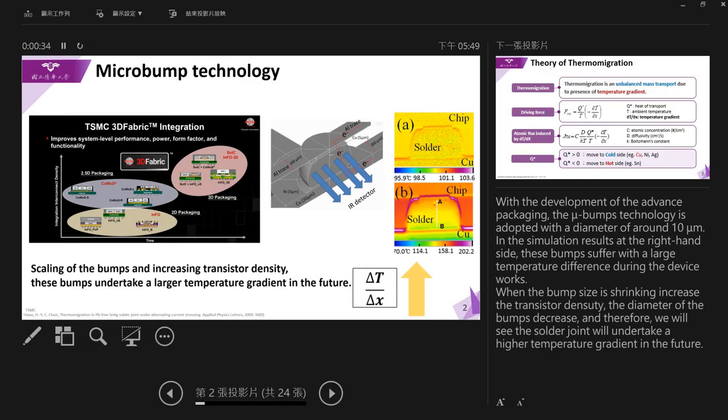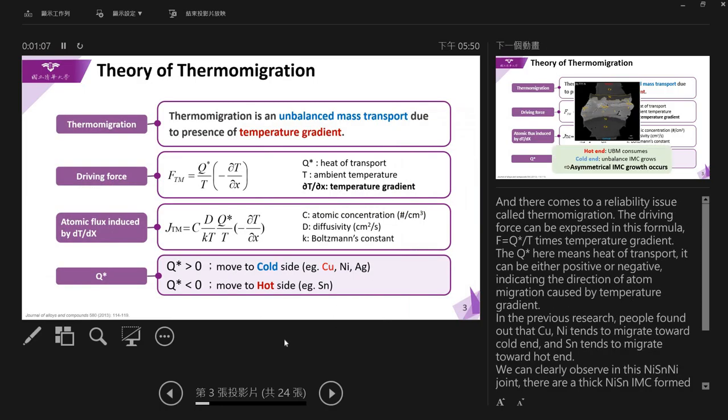With the development of advanced packaging technology, microbump technology is adopted with a diameter of around 10 micrometers. In the simulation results on the right-hand side, this bump suffers a large temperature difference while the device works. As the bump size shrinks in the future and transistor density increases, the diameter of the bumps decreases, and therefore solder joints will undertake a higher temperature gradient in the near future. This comes to a reliability issue called thermomigration.